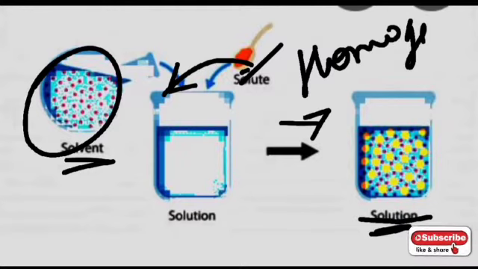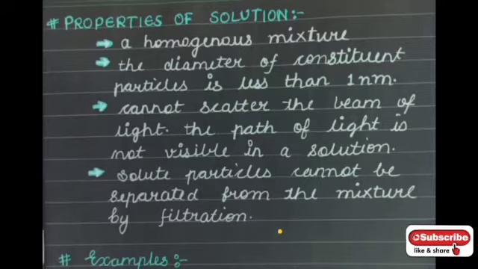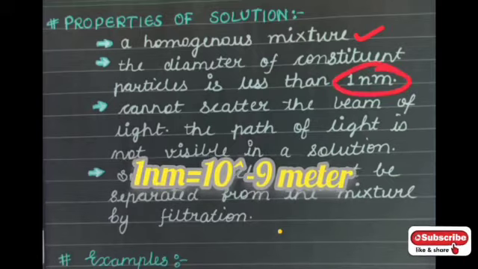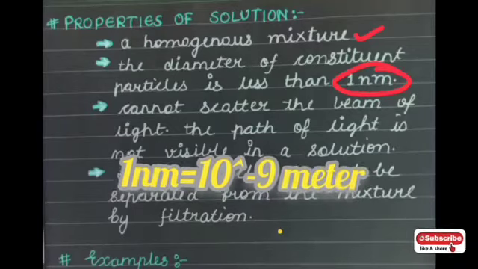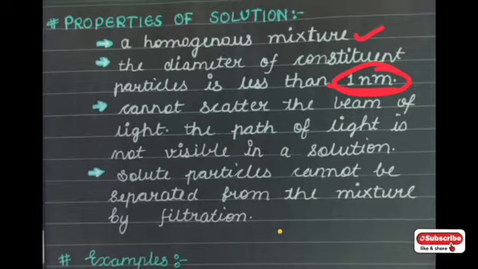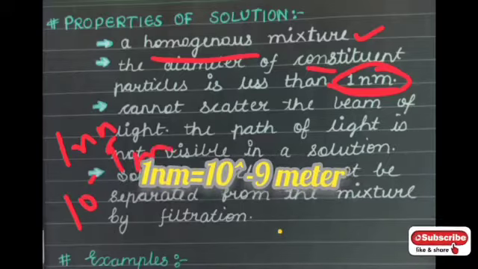So now let us understand some properties of the solution. Let us focus on the properties of a solution. What are the properties by which we can differentiate a solution? The first property you already know, it is a homogeneous mixture. The diameter of the constituent particles is less than 1 nanometer. It means that the constituent particles are very small. Then and only then it will be properly dissolved, and it will form a homogeneous mixture. For a homogeneous mixture, a very important condition is that the constituent particles should be less than 1 nanometer, and 1 nanometer means 10 raised to minus 9 meter.